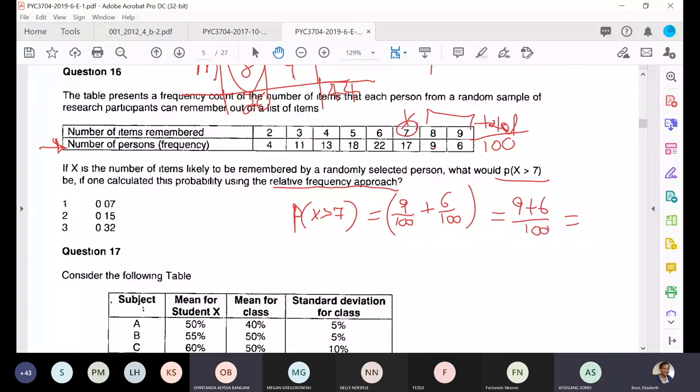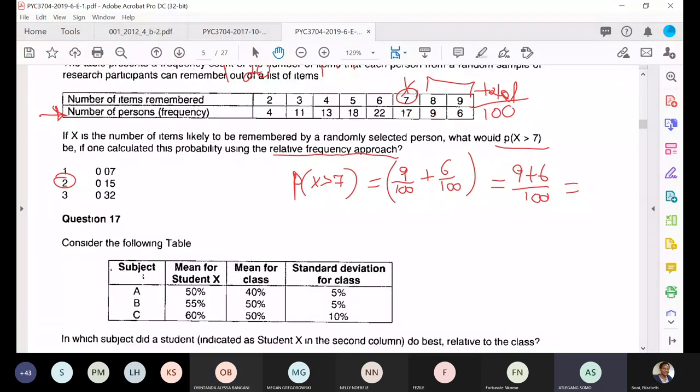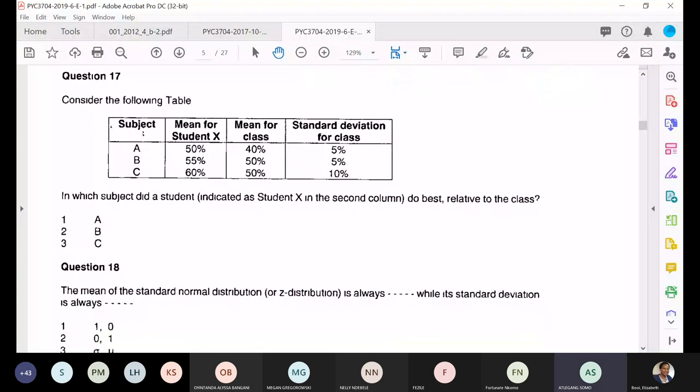Number 2, 0.15. Consider the following table. Here we have the mean of student X and the mean of the class in subjects A, B, C, and the standard deviation for each. In which subject did the student indicated as X in this second column do best relative to the rest of the class?